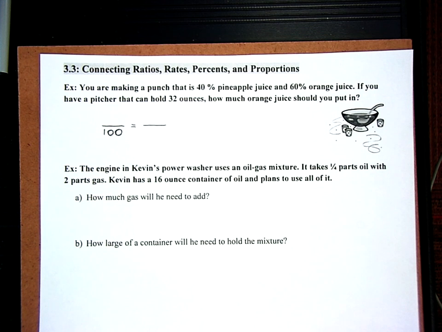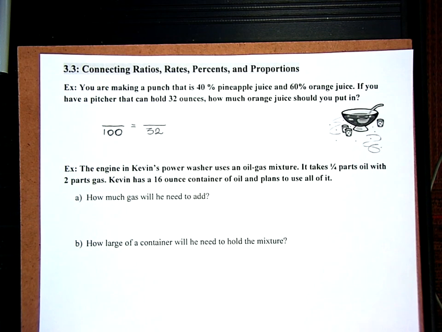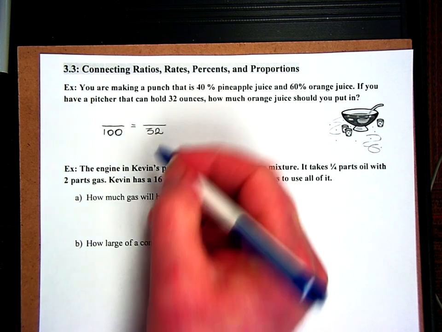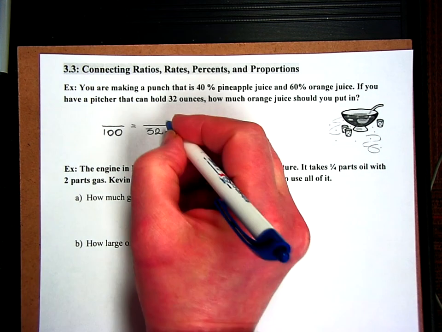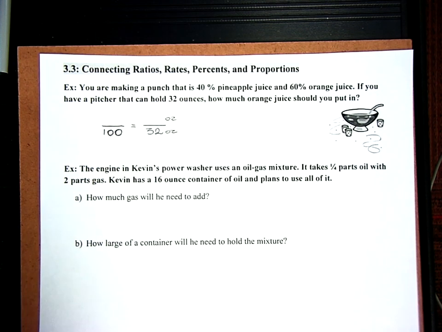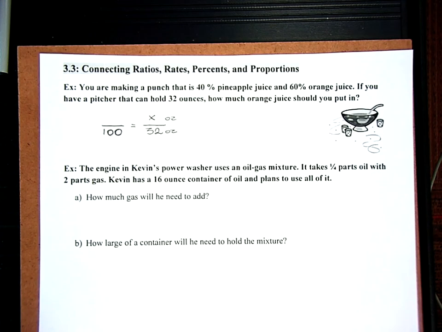And now I'm looking at it, it says if you have a pitcher that can hold 32 ounces, so the whole pitcher, which is 100%, that would go with 32 ounces. I can put them at the same level if I want to. And then I am looking at the question, how much orange juice should you put in? So if this is 32 ounces down here, then orange juice should also be in ounces. So here I put ounces up here. I'm actually trying to find it.